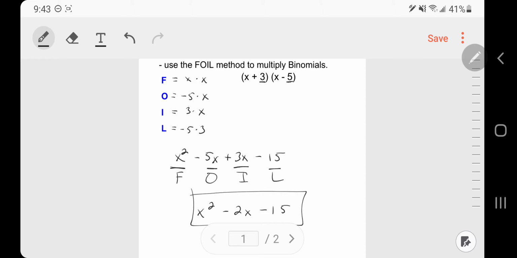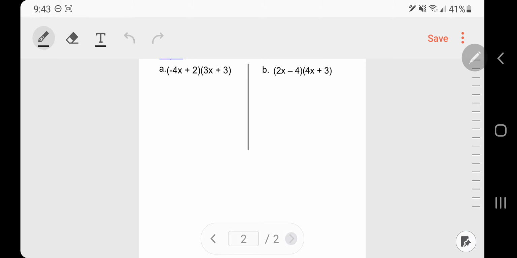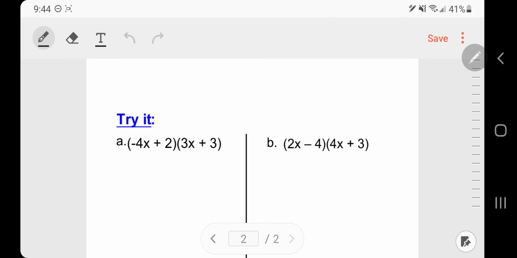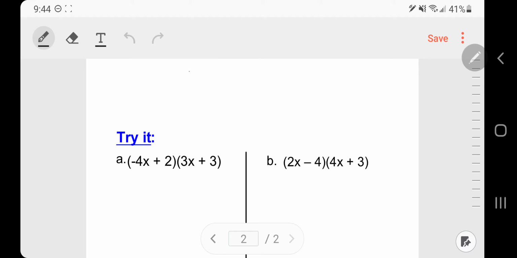All right, let's take a look at another example. Again, we know that it's the FOIL method. So we have first, outer, inner, and last.